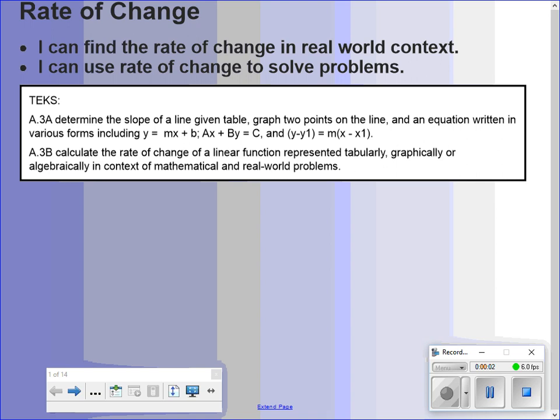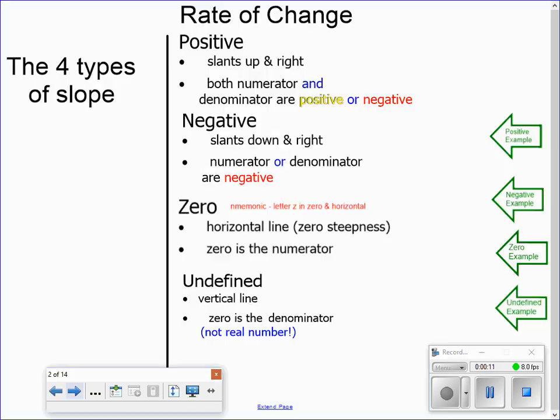In this lesson, we're going to be talking about rate of change. We're going to be relating rate of change to slope. By the end, you should be able to find rate of change in the context of real-world problems. As we talk about rate of change, it's important to bring up its relationship to slope.